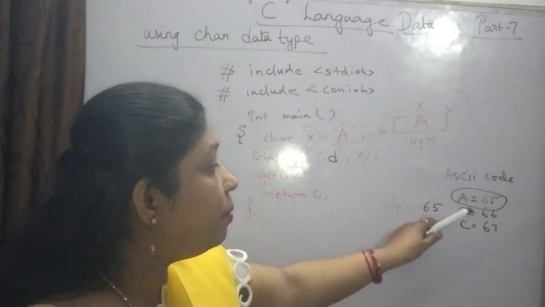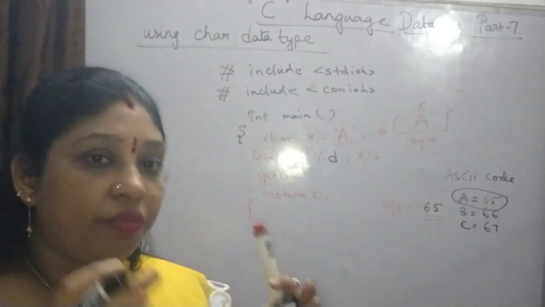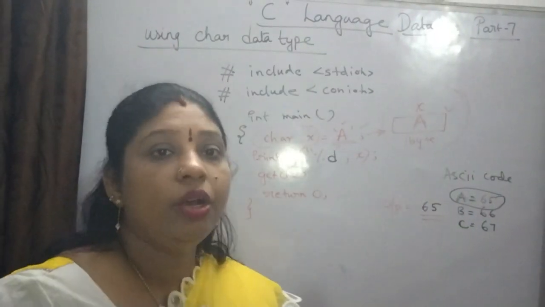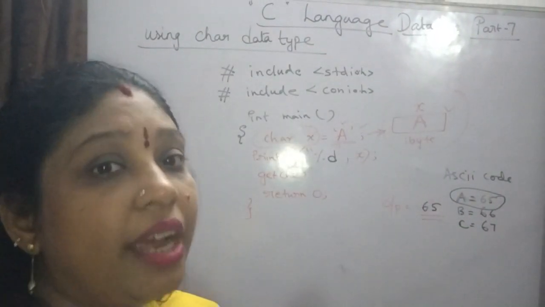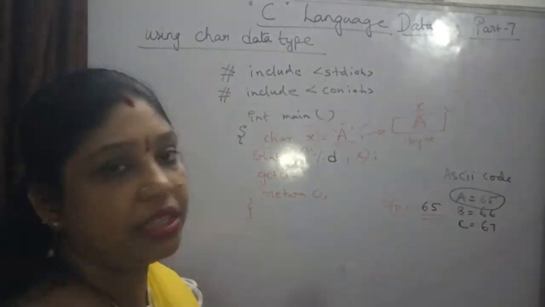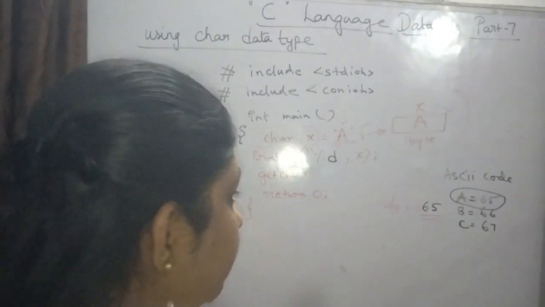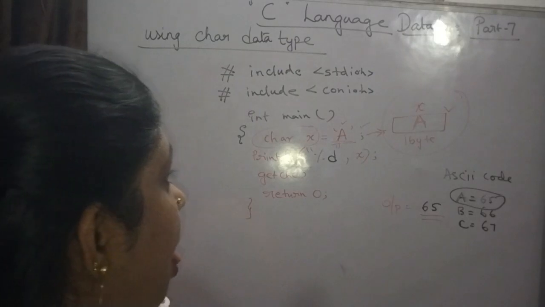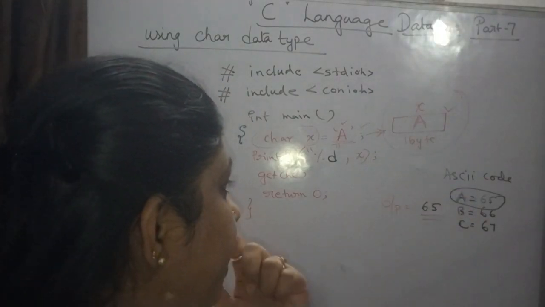That means the numerical value which is assigned to that particular letter, alphabet, that value it will take if you give %d. Okay, so this is about the retrieving part.